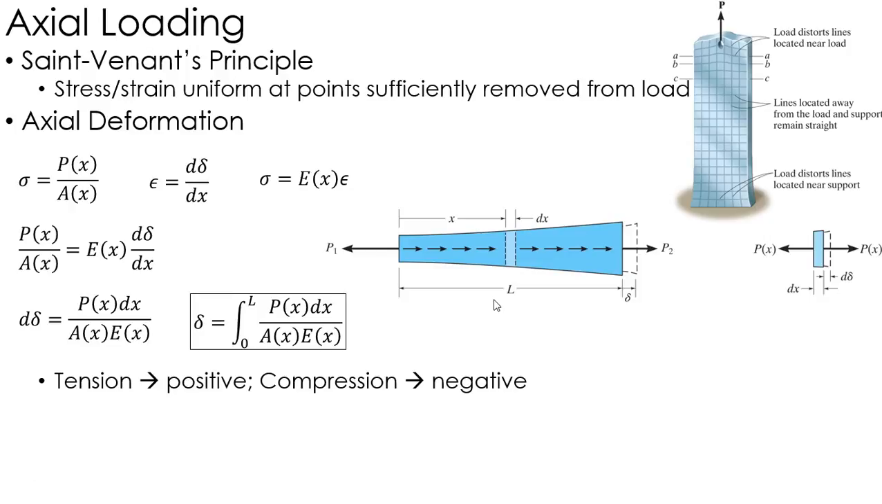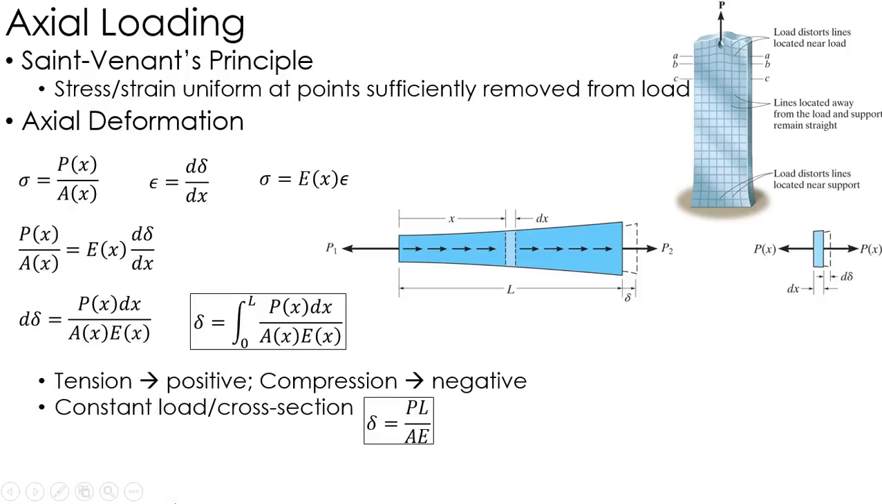We've talked a little bit about sign convention. If it's in tension, it's positive. If it's in compression, it's negative. So if it elongates, that's positive. If it contracts, it's negative. I believe we've talked about this previously.